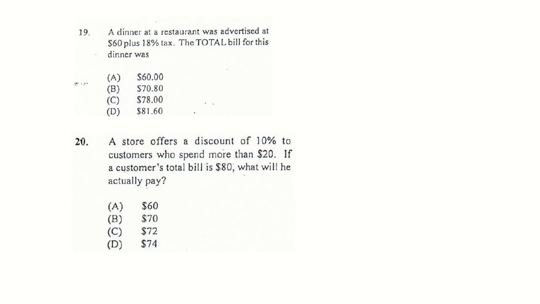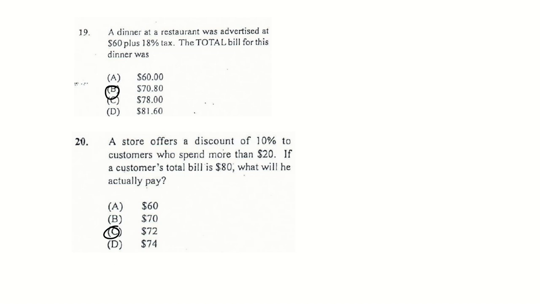Number 19, a dinner at a restaurant of $60 plus tax is a repeated question. We found 18% of 60 is 10.80. You add it to $60, which is $70.80. A store offers a discount of 10% to customers who paid more than $20. If the customer's bill is $80, what will he actually pay? You found 10% of 80, which is $8, and then you subtract it from 80, which was 72.